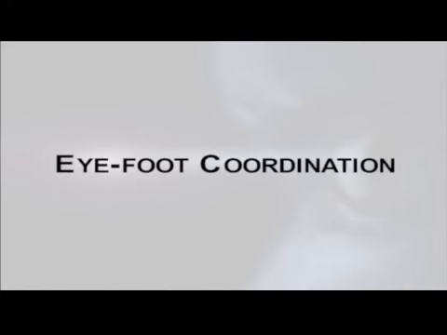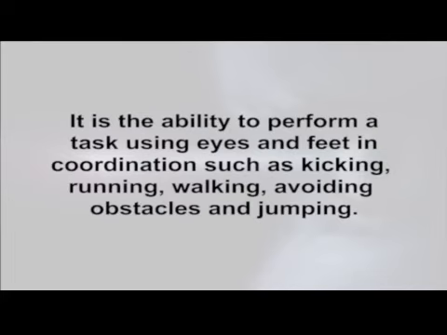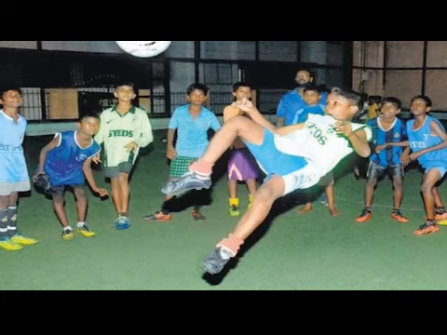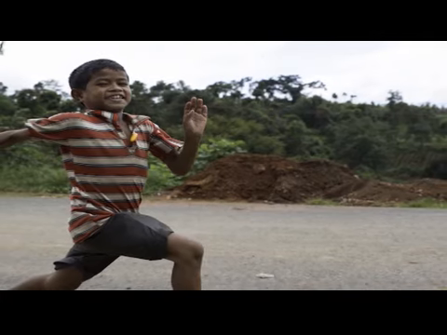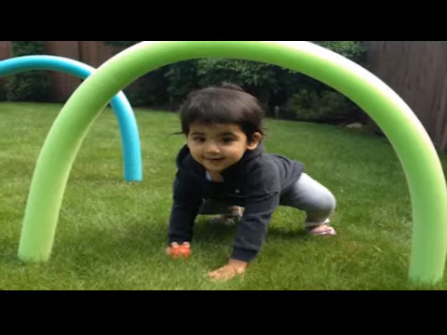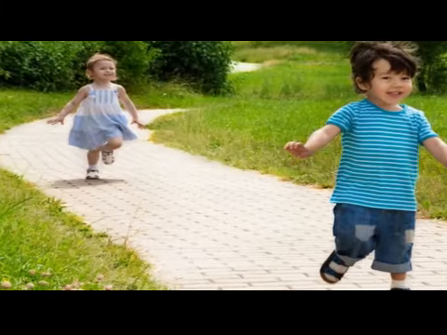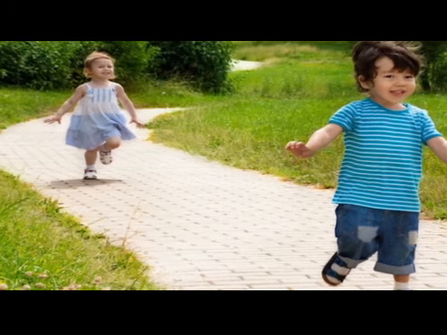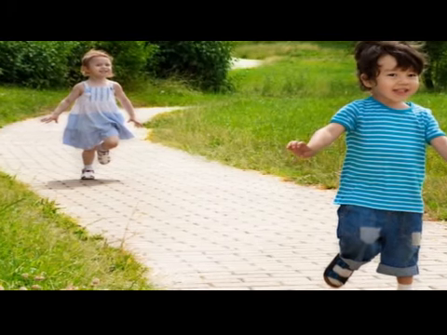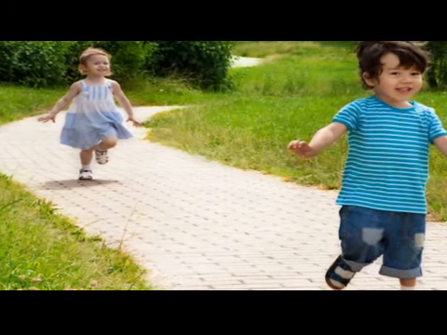The ninth skill is the eye-foot coordination. It is the ability to perform a task using eyes and feet in coordination, such as kicking, running, walking, avoiding obstacles and jumping. Choose an outdoor pathway. The pathway should be in contrast with the ground on either side so that it is clearly visible.